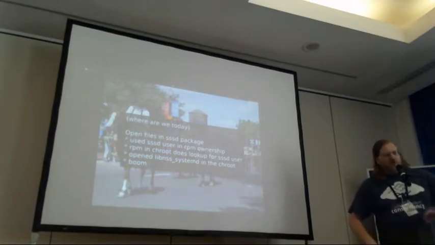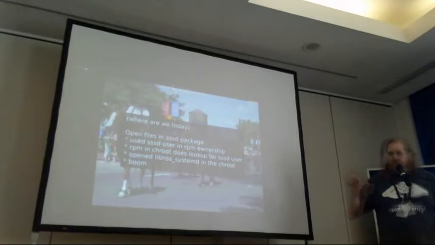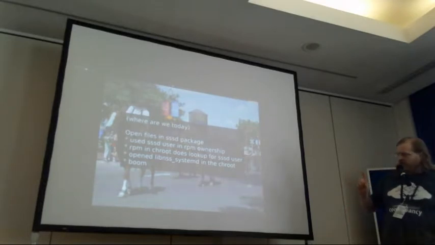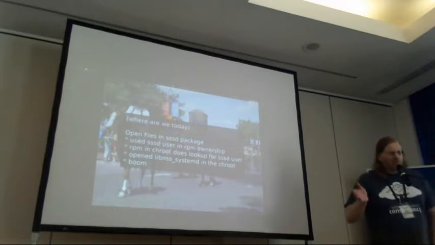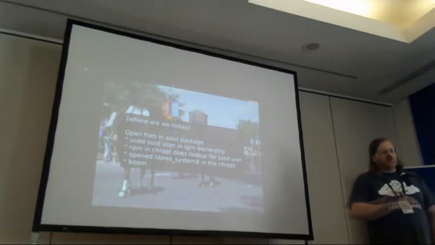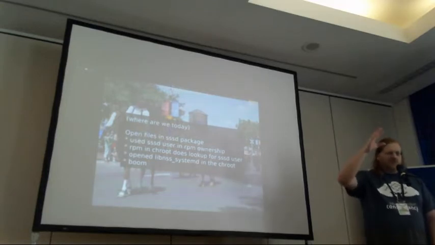So it opened those libraries, and all of those libraries were already open in the chroot, except one library, the NSS systemd library. Systemd's NSS user support was not open in the chroot, so it would open the one in the image, because it was looking for this library, and there it was in the image. It would open that, look up the SSSD user, and then keep it open.